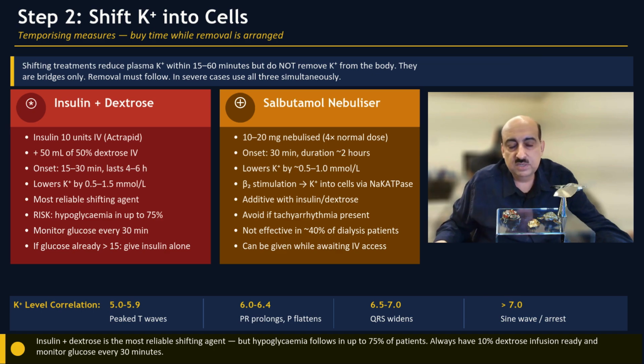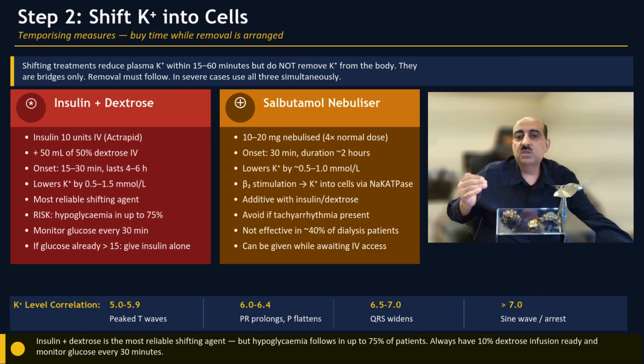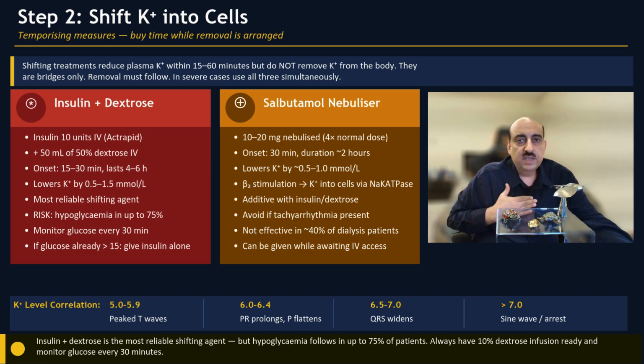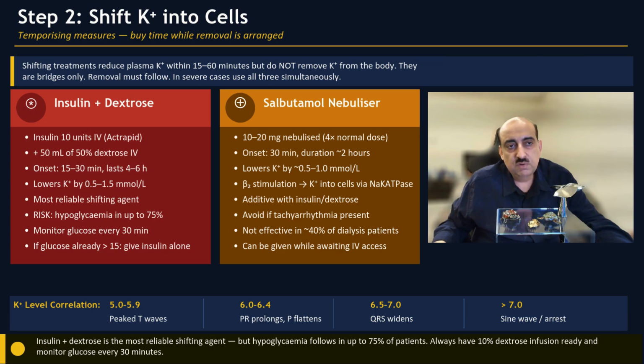the other definitive treatments. It works within half an hour and the effect lasts up to 2 hours. It can lower serum potassium or plasma potassium by around 0.5 to 1 millimole. Again, really, really important. How does it work? The beta-2 stimulation shifts the potassium intracellularly, and it's additive to the insulin and dextrose effect. Avoid it if you're suspecting tachycardia, cardiac arrhythmia, or anyone with cardiovascular risk factors. In that situation, you have to be careful. It may not be effective in dialysis patients. And as I said, it's a synergistic effect with insulin and dextrose, and it's really, really crucial to administer it early.